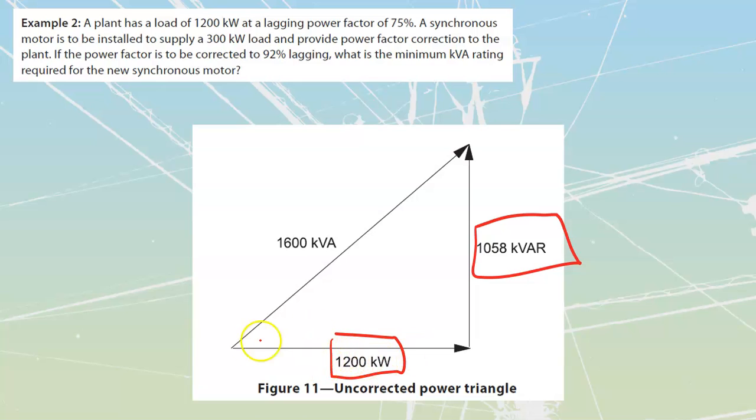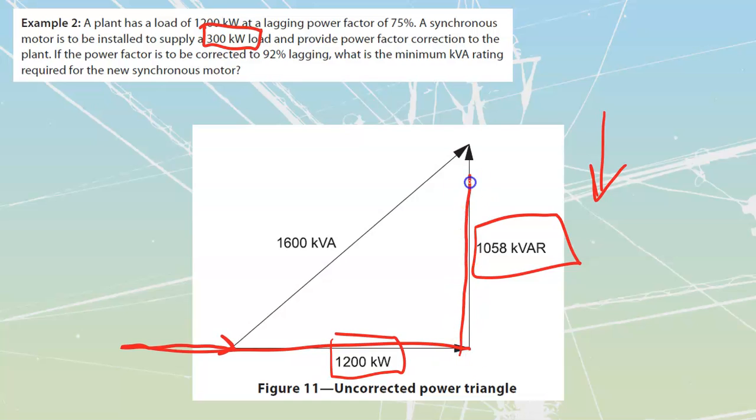What I will do now is take a look at what happens when I add on my 300. So basically now I'm going to add on this 300 kilowatts of the motor over here. When I add on that 300 kilowatts of the motor, I'm also going to have to add on some sort of kVars to knock this thing further back. So let's start by adding on this over here, and we're going to find out what our new overall triangle would be with 1200 and 300 plus 1058.